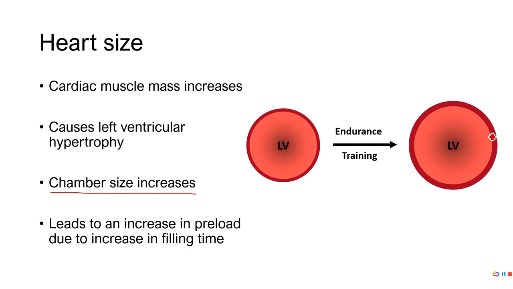Because we have an increased chamber size, we have an increased preload. The ventricle can hold more blood. We also have an increase in filling time. How can that happen? We have to have a decreased heart rate, which we'll get into in just a minute. So the fact that I've got a bigger bucket, and now I've got more time to fill up the bucket, I'm going to be able to dump more water out of the bucket. That's essentially what's going on when we increase heart size.